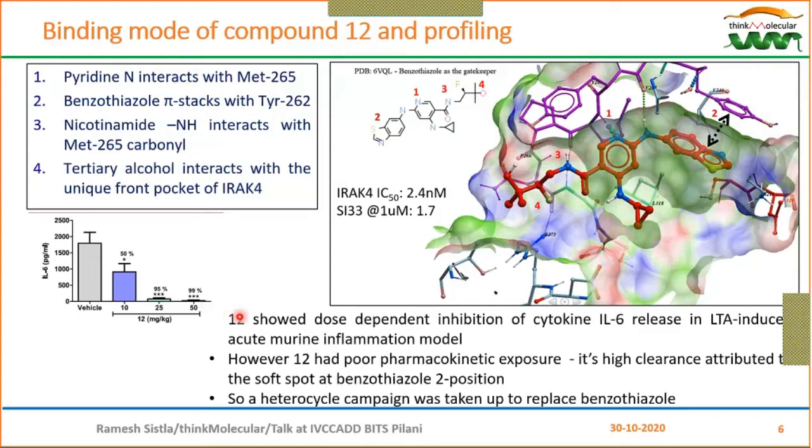However, we could not progress compound 12. That was because there was a soft spot: the benzothiazole 2 position was a soft spot, so we were not getting adequate exposures of this compound. Therefore, while retaining the rest of the compound, we wanted to do a heterocycle campaign here. As I told you, we needed a heterocycle in this series because of the stacking with tyrosine 262. So we undertook a heterocycle campaign to replace this particular heterocycle.